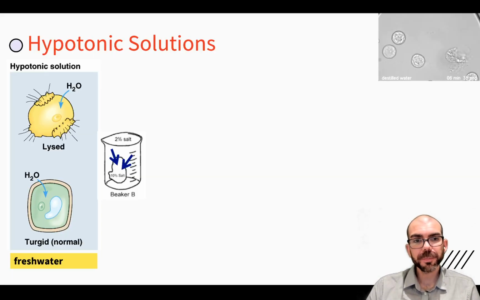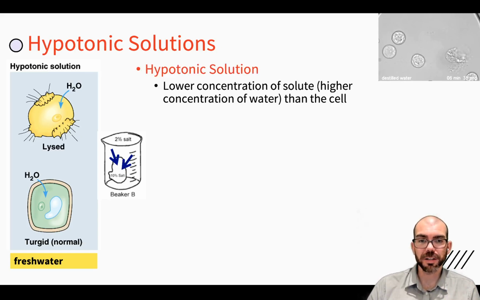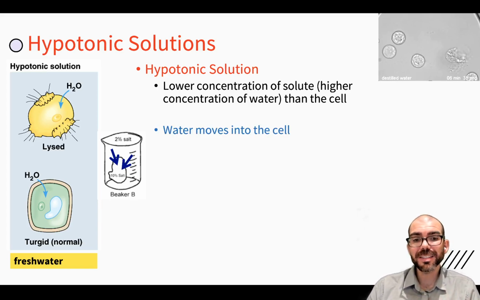inside the cell. When a cell is placed in this kind of solution, we refer to it as a hypotonic solution. These are solutions that have a lower concentration of solute, conversely a higher concentration of water, than the cell itself. And when this occurs, water is going to move into the cell.